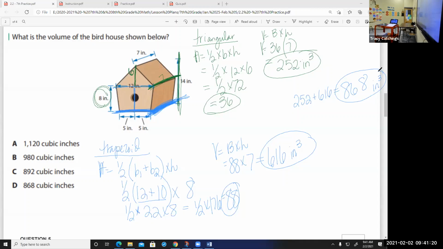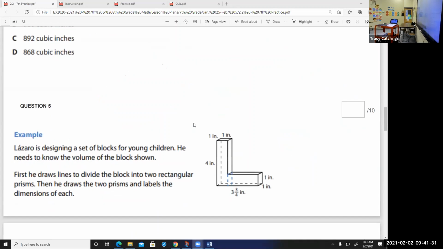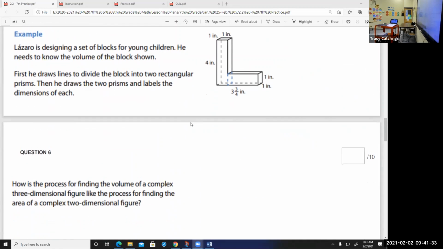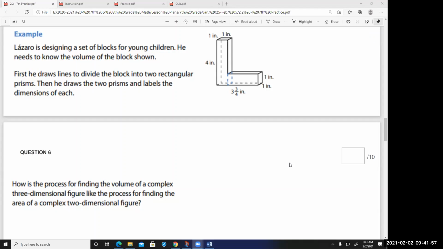All right, anyone still need anything? All right, can someone read it to us? Lazaro is designing a set of blocks for young children. He needs to show the volume of the block shown. First, he draws a line to divide the box into 2 rectangular prisms. Then he draws the 2 prisms and labels the dimensions of each. Good job, thank you, ma'am.